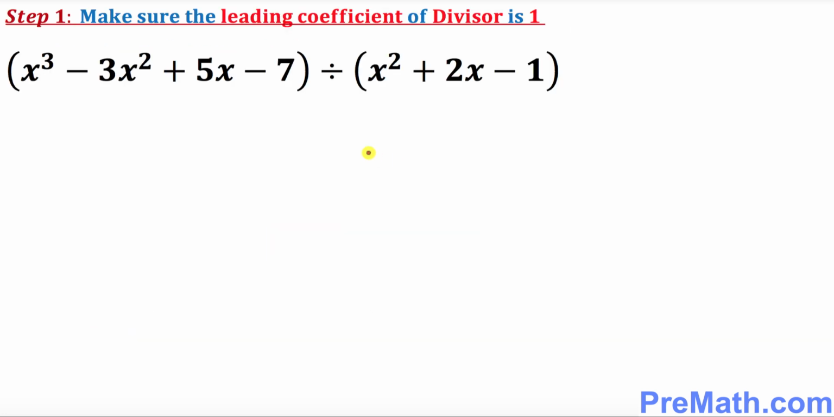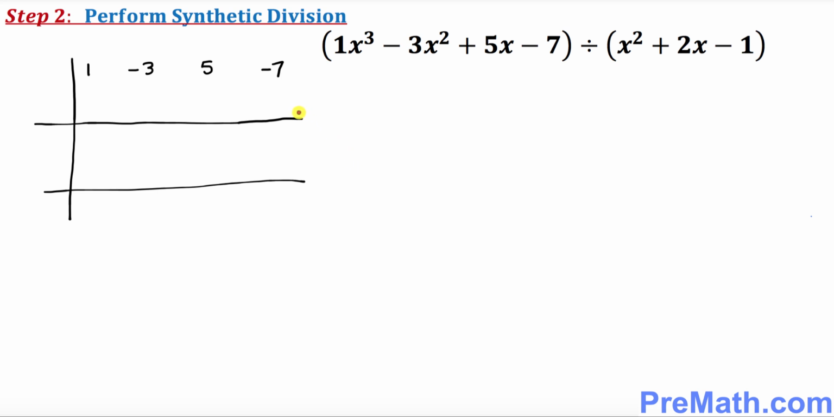division. In this step, we want to make sure that the leading coefficient of our divisor is 1. And you can see that indeed this is 1. That means we are in good shape. Now let's get started with our synthetic division. I have already put down these coefficients of this dividend, which are what? 1, -3, 5, and -7.